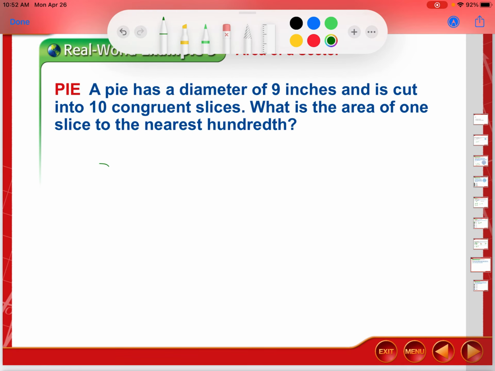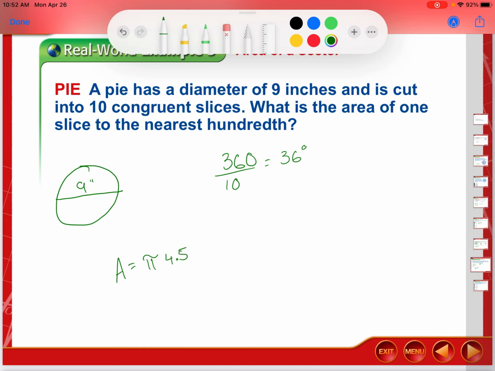So a pie has a diameter, oh, that was a horrible pie. Brought shame to my family. A pie has a diameter, so straight across, of 9 inches, and is cut into 10 congruent slices. If it's cut into 10 slices, we're going to do 360 divided by 10, so a 36-degree angle in there. What is the area of one slice? We need 1/10 of the total area of this circle. So this circle is going to be pi times radius squared, my radius being 4.5.